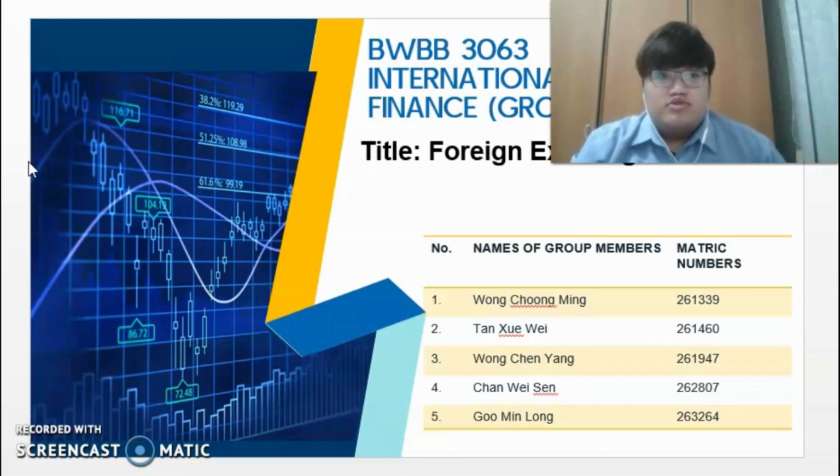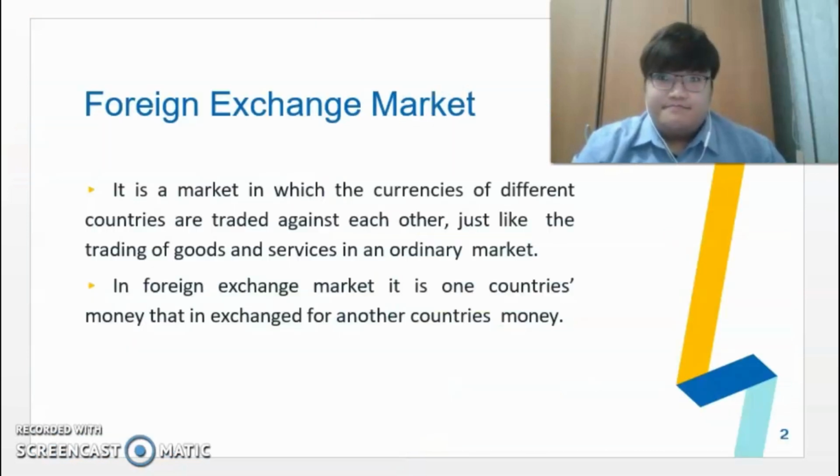Our topic is the foreign exchange. So, what is the foreign exchange market? This is a market in which the currencies of different countries trade against each other, just like the trading of goods and services in an ordinary market. In the foreign exchange market, one country's money is exchanged for another country's money.